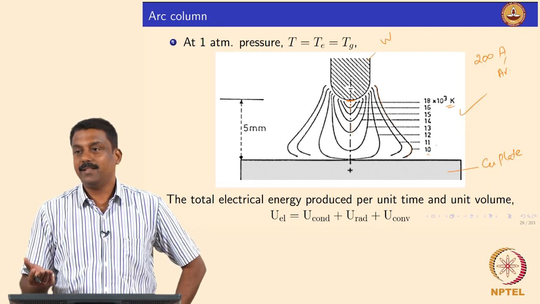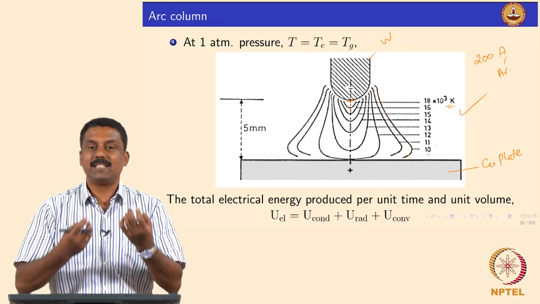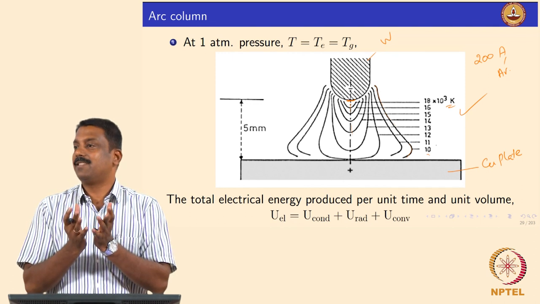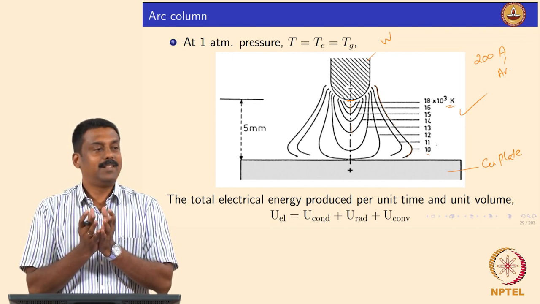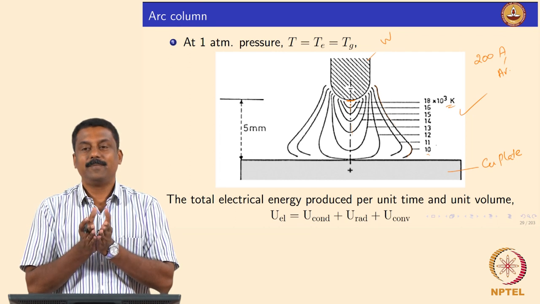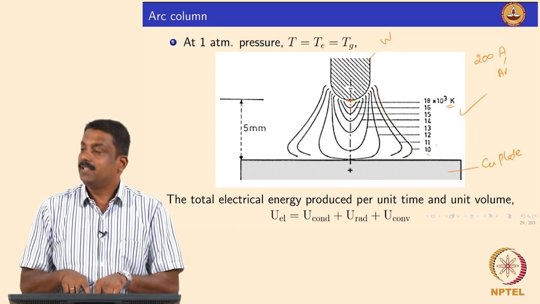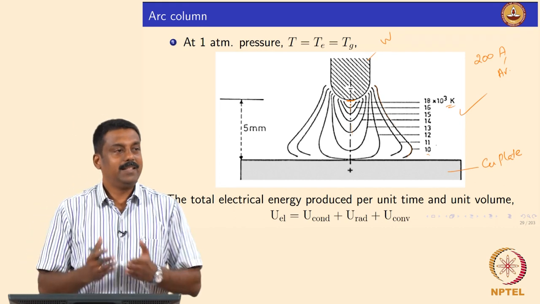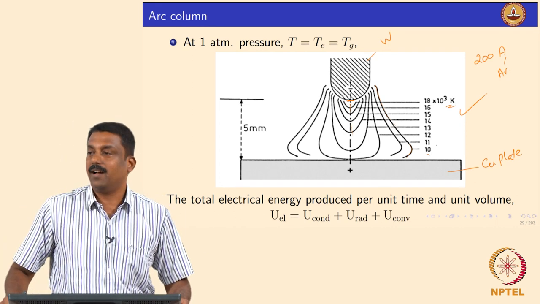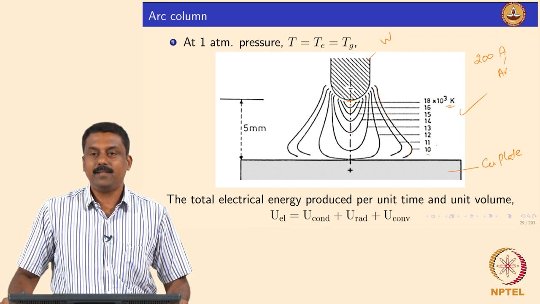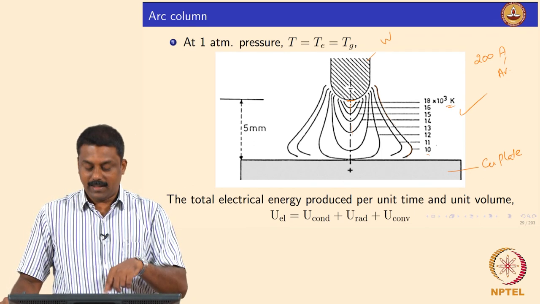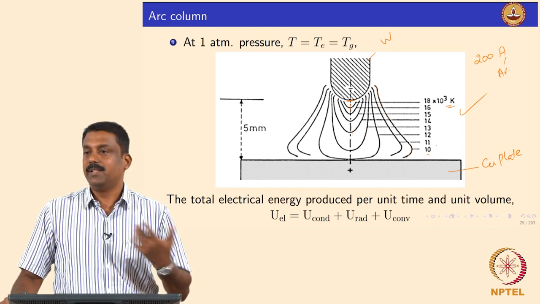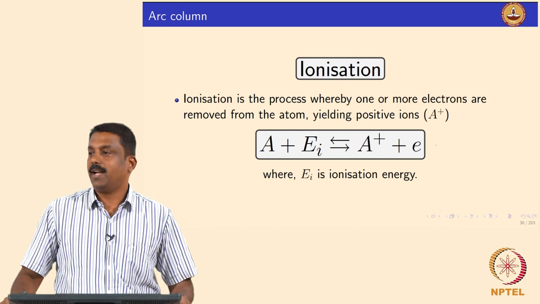Yes, it's clear. So before looking at the heat balance, first we need to understand how these charge carriers are created, because that is going to determine the temperature distribution. The temperature arises from the collisions, the heat which is generated in the arc. So first we will understand the basic fundamental process that is happening, which is ionization.